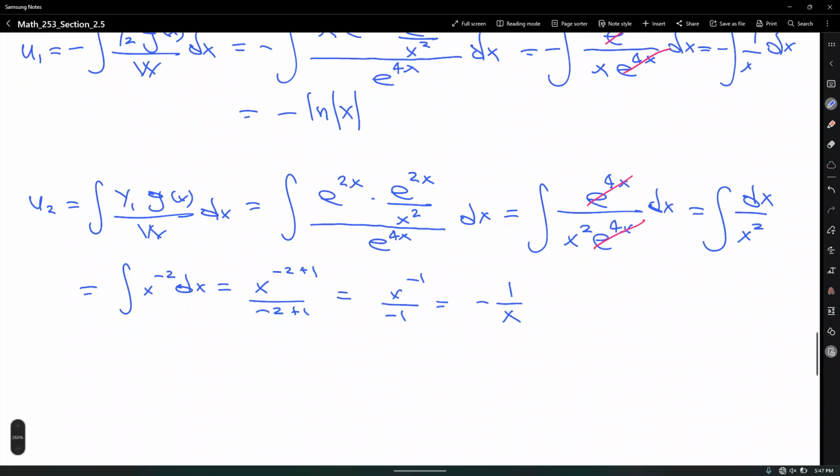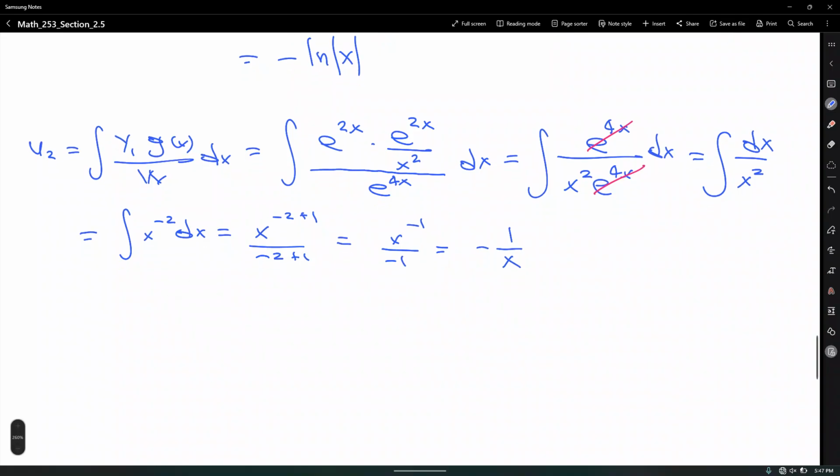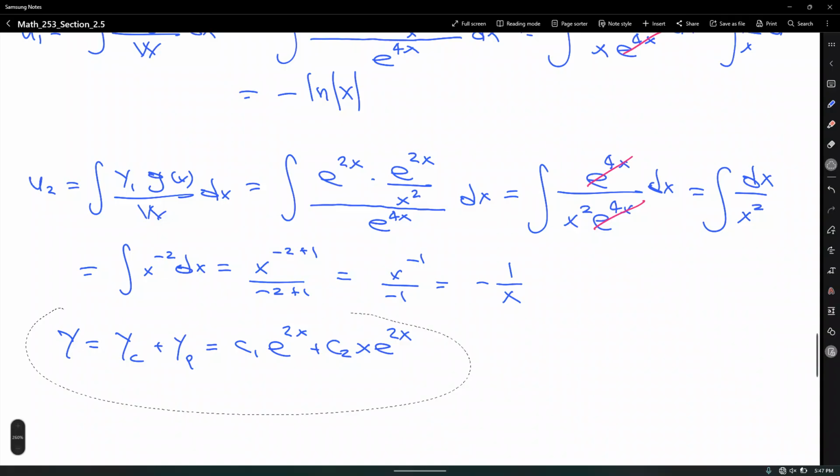We just found the functions u1 and u2 that comprise the particular solution, along with, of course, a combination with the results from the homogeneous. So y, which is y sub c plus y sub p, equals, first of all, c1 e to the 2x plus c2 x e to the 2x. And then what do we have? Actually, you know what? Hold on. Let me take a step back. Let me save this for later.